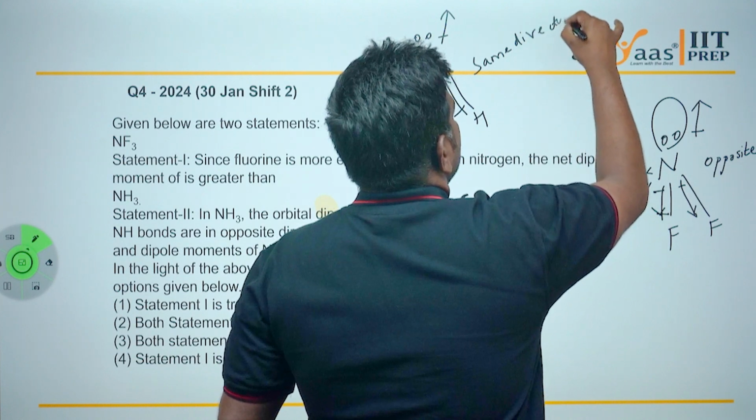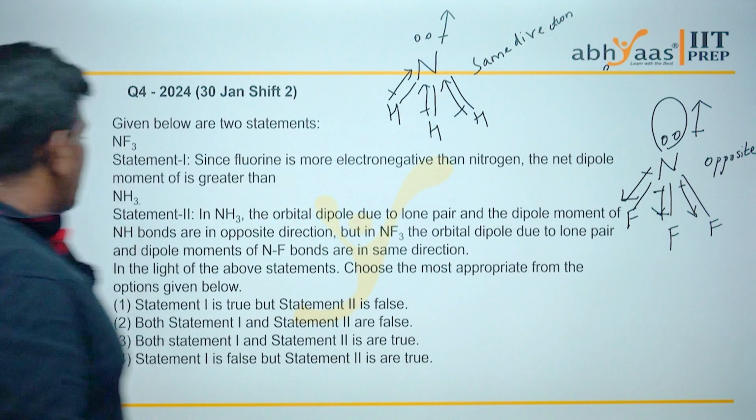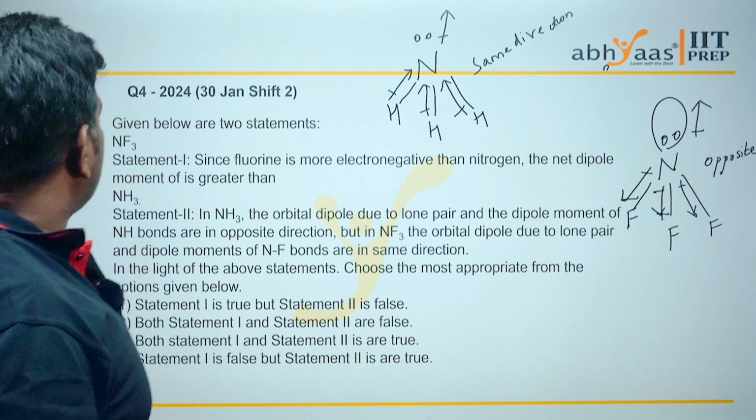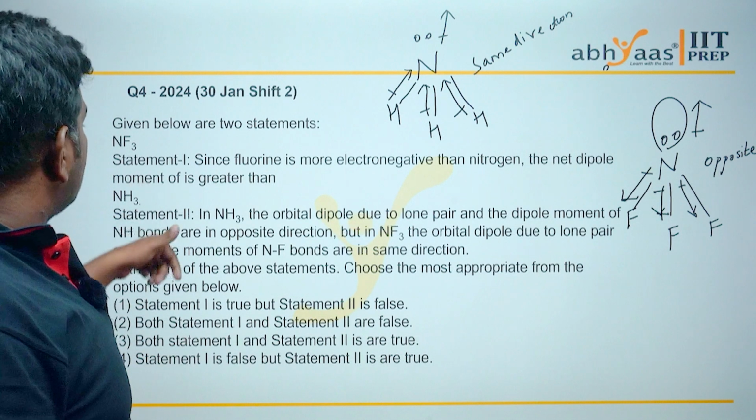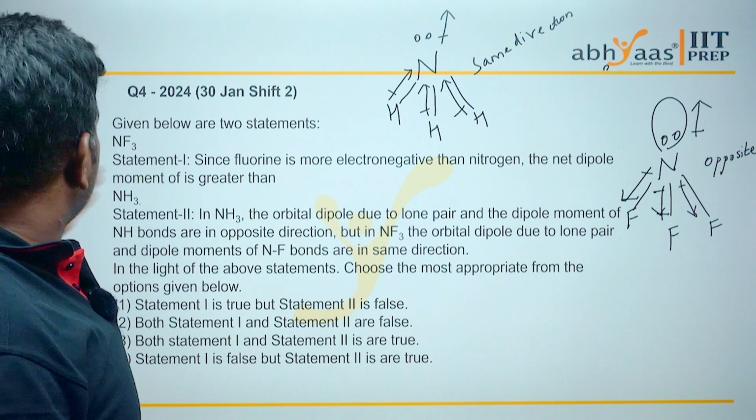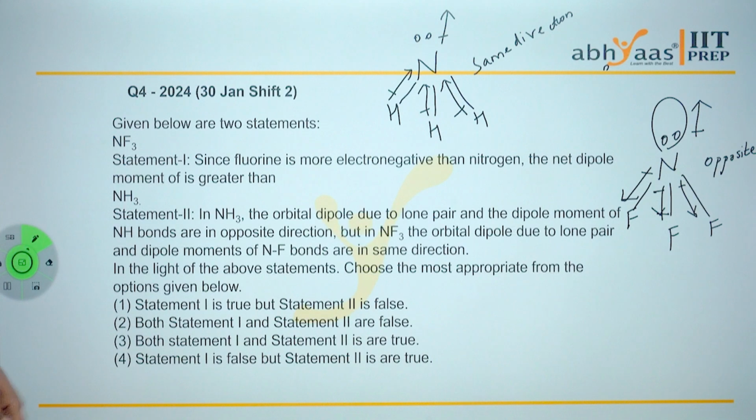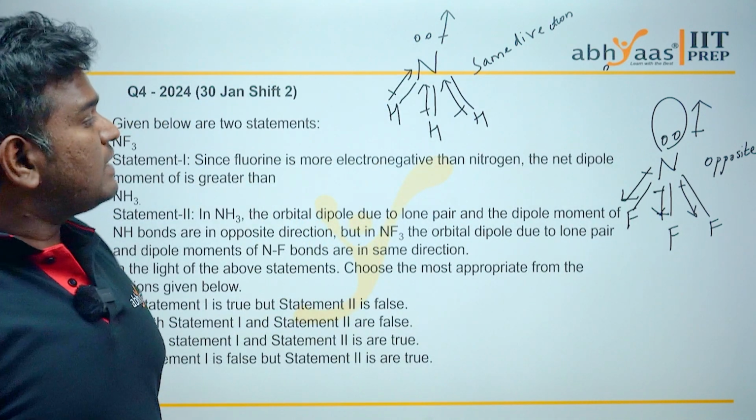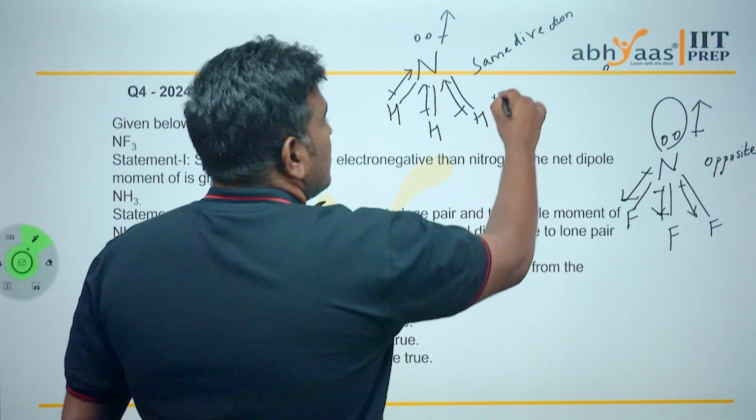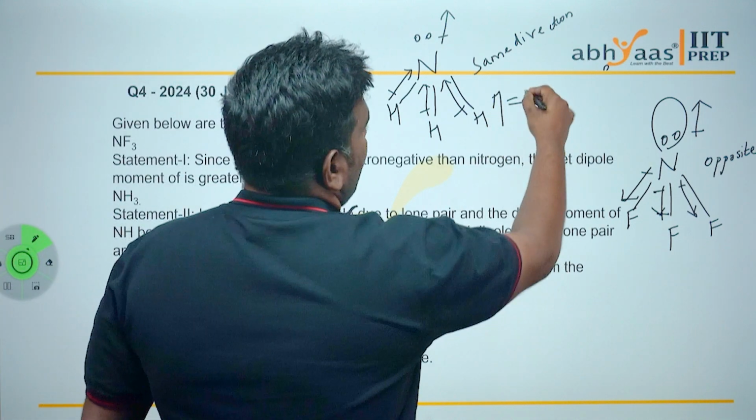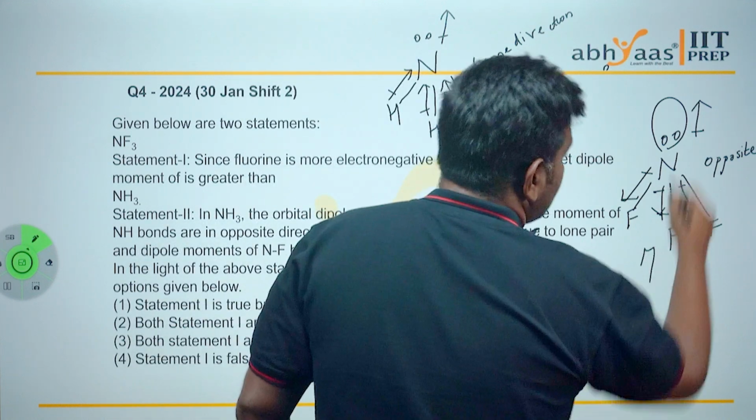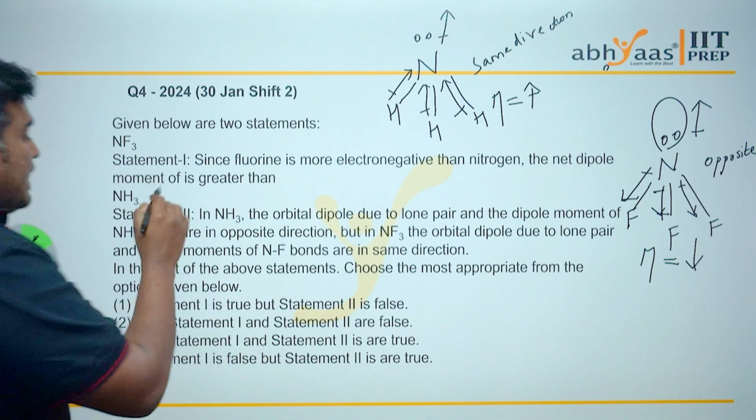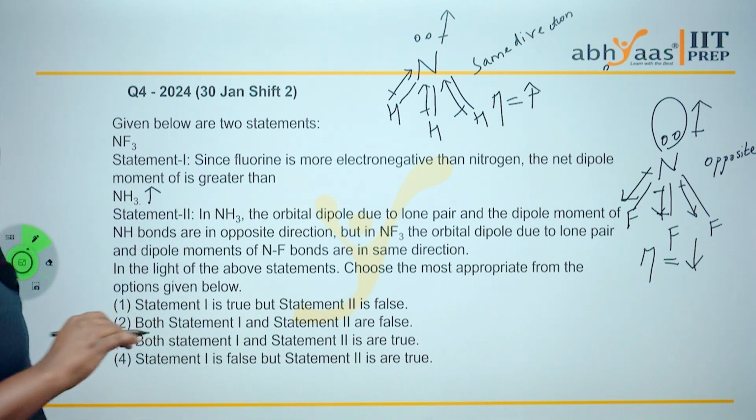So with this information, we can read these two statements. What is statement 1? Since fluorine is more electronegative than nitrogen, the net dipole moment of NF3 is greater than that of NH3. So the first statement is saying that NF3 has more dipole moment than NH3. It is wrong because in NH3 mu will have the higher value. But in NF3, you know that it is in opposite direction, so mu will be less. So the first statement is wrong because NH3 will have more dipole moment, not NF3.